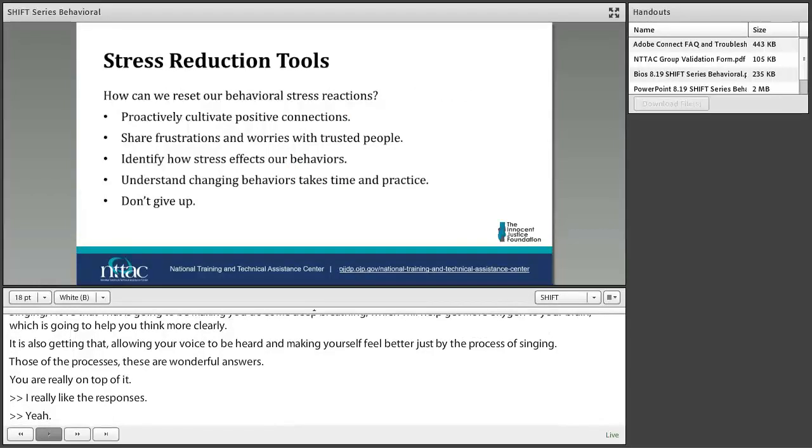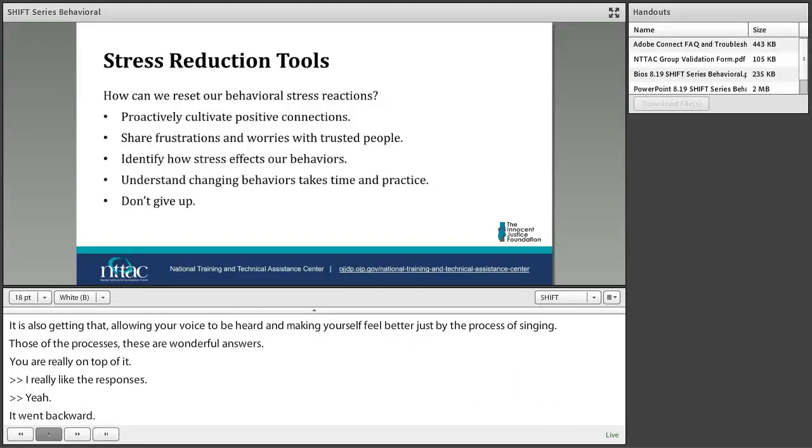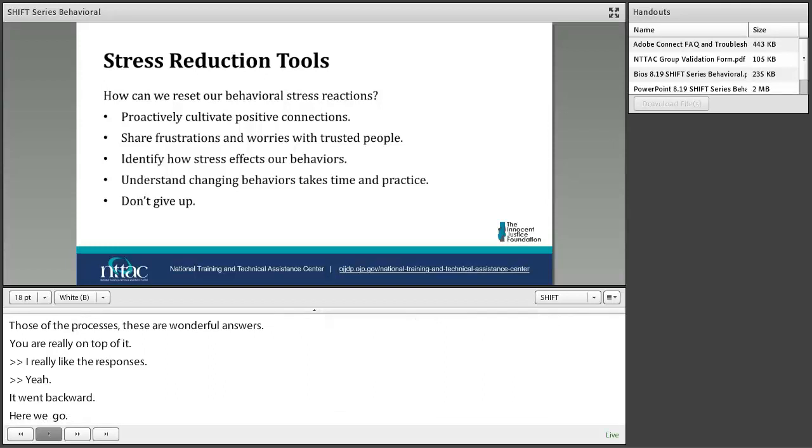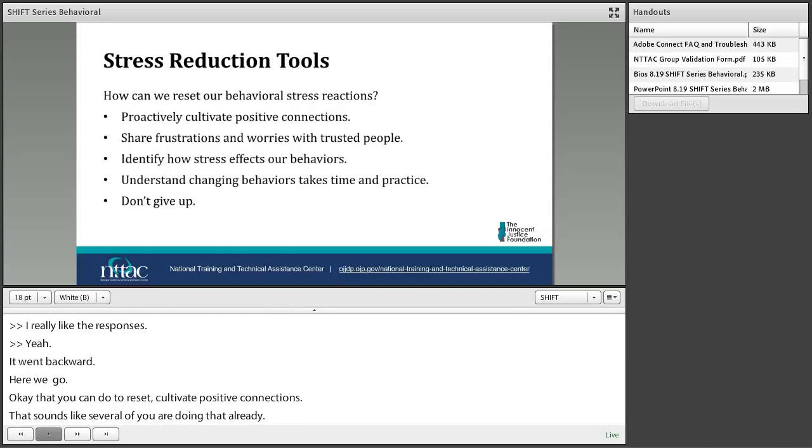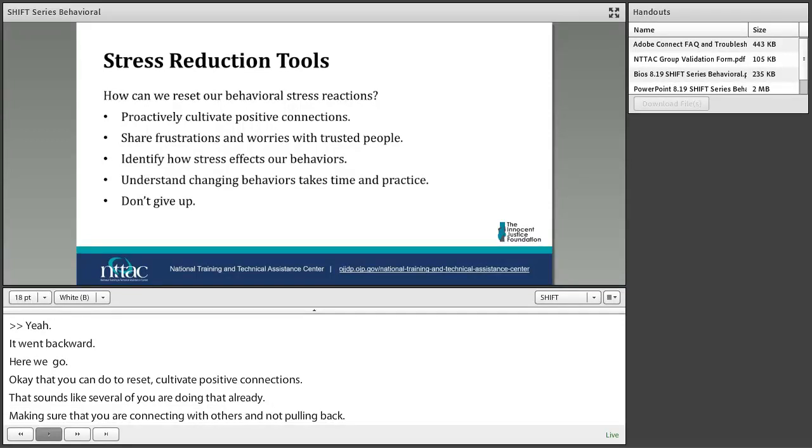Okay. So some of the things that you can do to reset: cultivate positive connections, which is what we talked about, which sounds like several of you are doing already. Making sure that you're connecting with others and not pulling back. And sometimes when you feel like pulling back, because that's a natural inclination for us, you can put yourself out there and say, I'm really struggling right now, and I know that it's best for me to be with people, so I'm just going to be along for the ride. I might not be very interactive, but I know it's great for me to be in a space with other people, so here I am, and I'm needing some support right now.